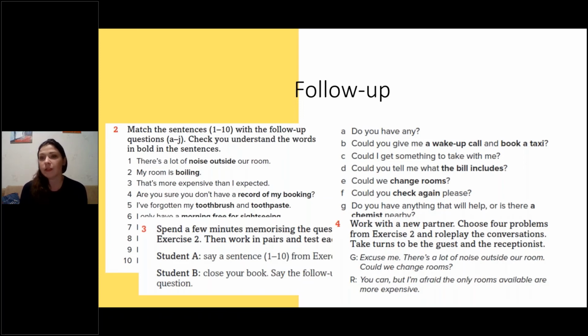There is a lot of noise outside our room. Could we change rooms? And now let's respond. You can, but I'm afraid the only rooms available are more expensive. Again, they use some words from the exercise. So these are really great communicative situations that your students can face maybe even tomorrow, or when the borders will be open again.